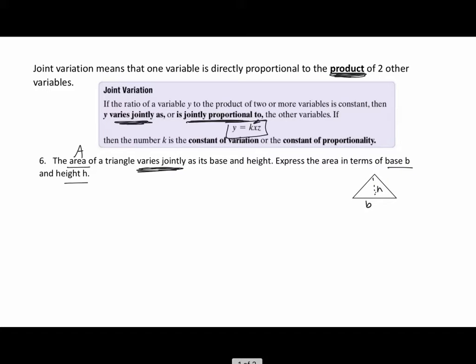So let me translate that. The area varies jointly, so I'm going to have direct variation with more than one variable as the base b and the height h. Then they just want us to express the area in terms of base and height. So really that's it. We don't have to find k, but do you know what it is? It should be 1/2, because the area of a triangle is 1/2 the base times the height.